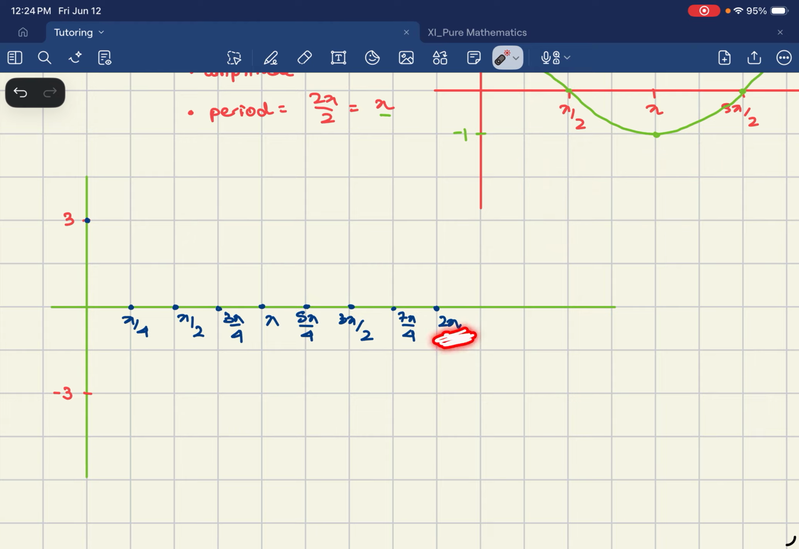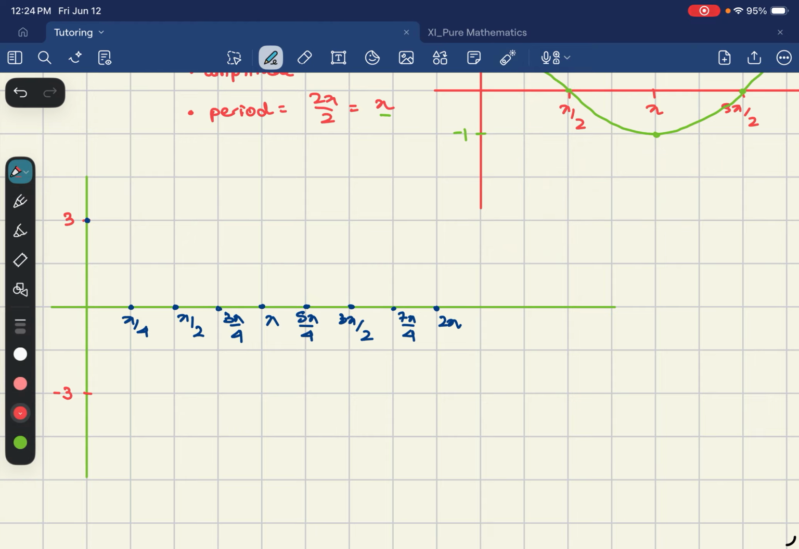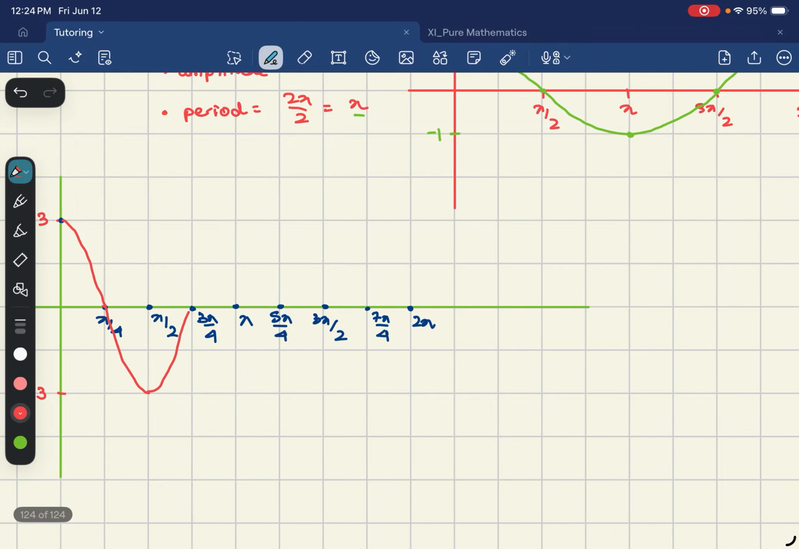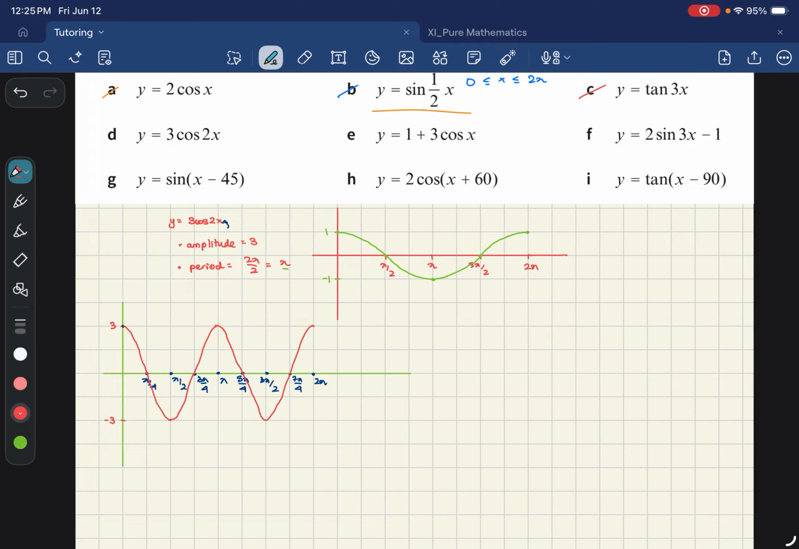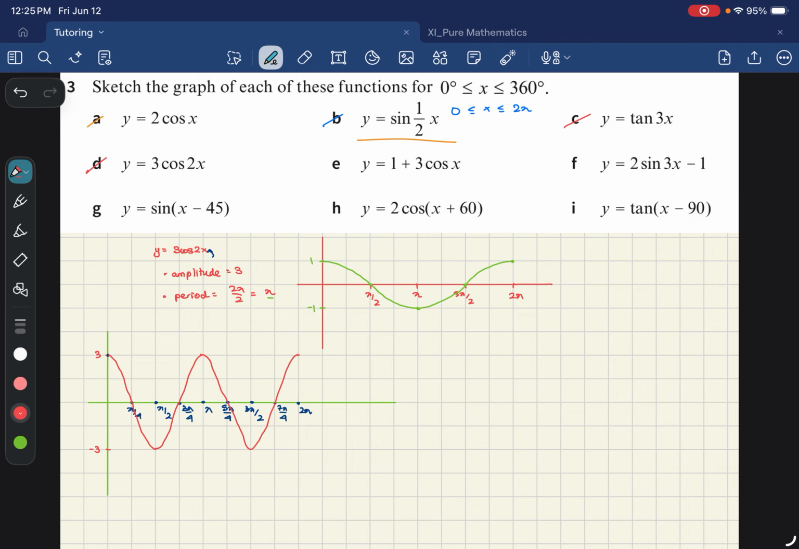And I need to plot until 360, which is 2 pi. So now each section is just pi by 4 long. So I go from 3 to 0, 0 to minus 3, minus 3 to 0, 0 to 3. And that is it. Now I just need to repeat this. And yeah, we're done. This is how the curve of 3 cos 2x looks like.